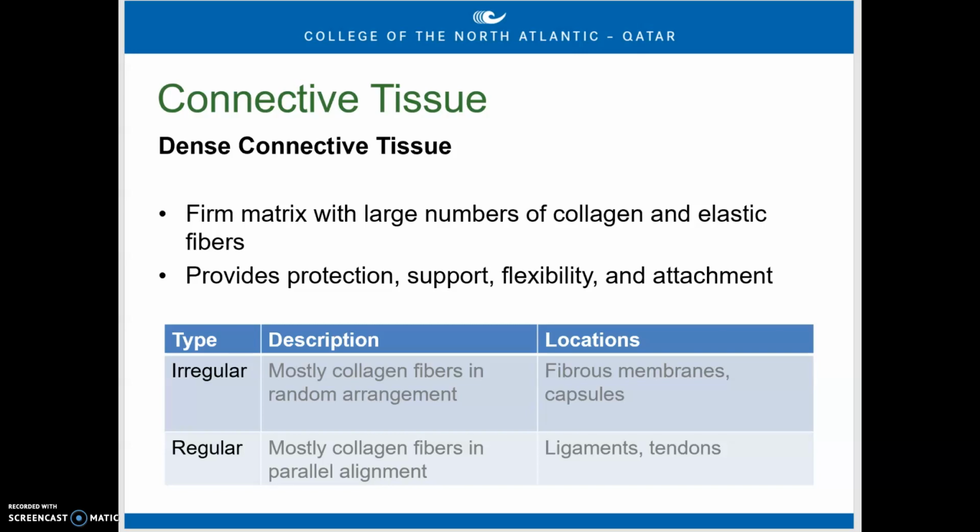So these types of tissue are going to provide protection. It's going to give a lot of support to certain structures. It's going to be used for attachments between bones, and it's going to give us flexibility. So we can have irregular dense connective tissue where we'll find mostly collagen fibers, but they'll be randomly arranged. So you'll find that in certain membranes, capsules at the end of the bones. And then we can have the regular ones, where those collagen fibers are going to mostly be parallel. And if you think about a regular dense connective tissue, we'll be talking about ligaments and tendons. So the things that attach the muscles to the bone and bone to bone.